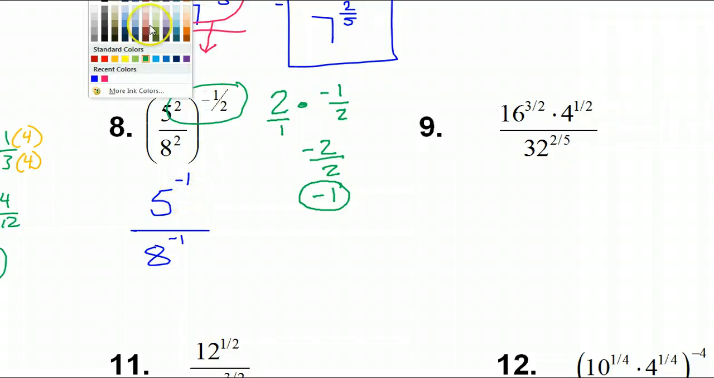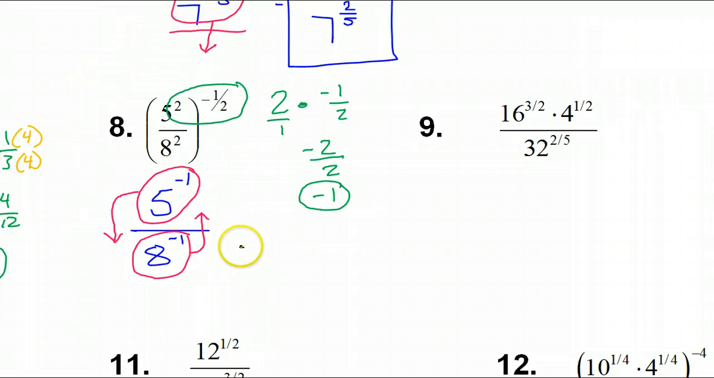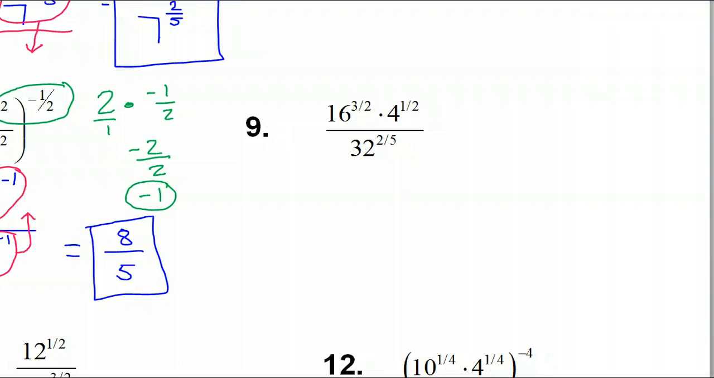Now, both of these have a negative power. Now, if you have a negative exponent, that means you are on the wrong side of the fraction. So this is going to have to go up, and this is going to have to go down. Okay? So if you do that, then you will wind up with 8 in the top and 5 in the bottom. And you got the 1 power, but we don't really need to put the 1. So 8/5 would be the answer. All right, looking at number 9.